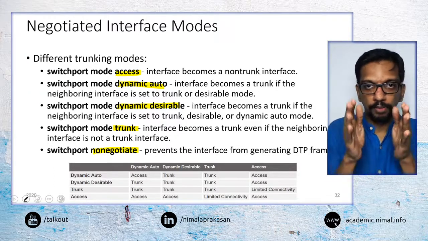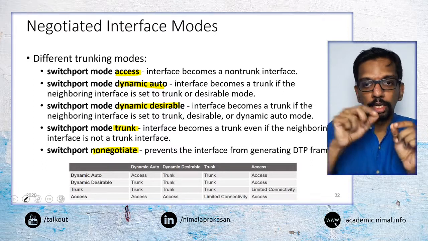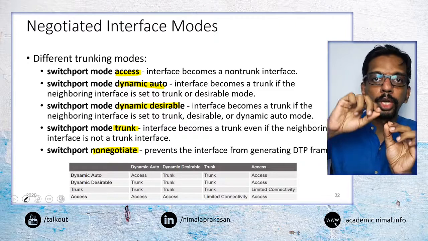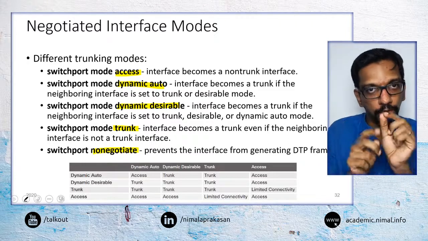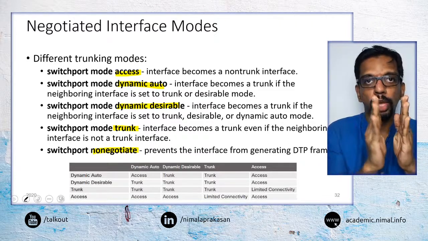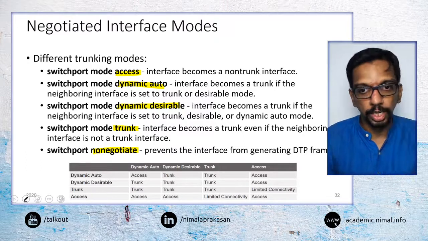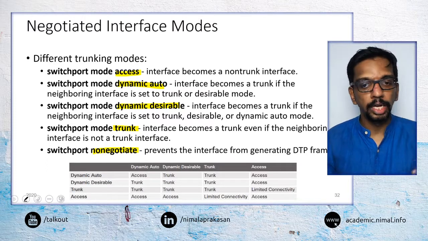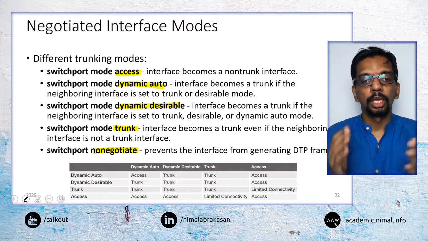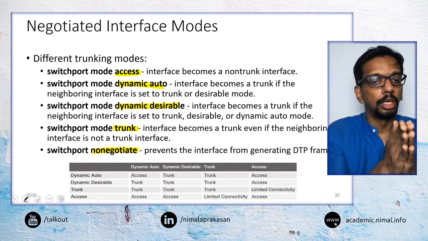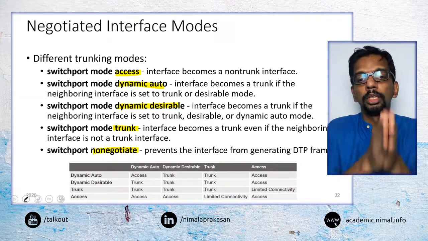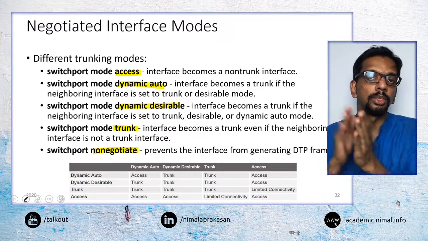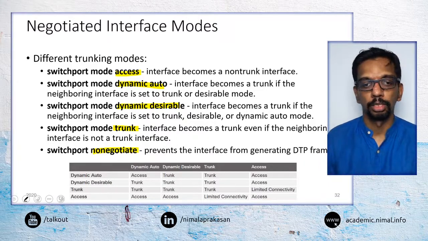If we set a port on a switch to access mode, then that port is not used to connect to another switch, it is normally used to connect to a host. So you cannot connect that to another switch, you can only connect it to a host device. With dynamic auto, the link would become a trunk if the neighboring interface is set to trunk or desirable mode.